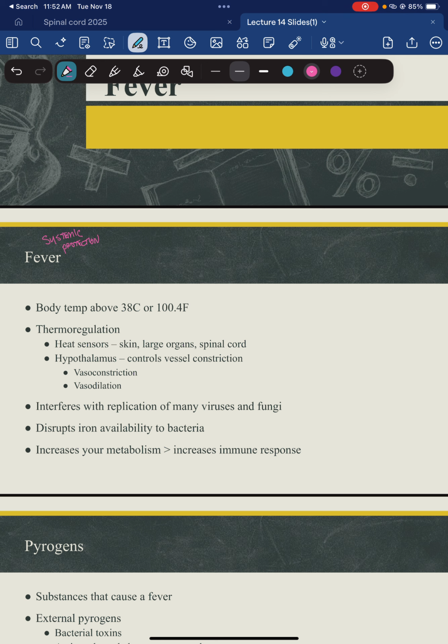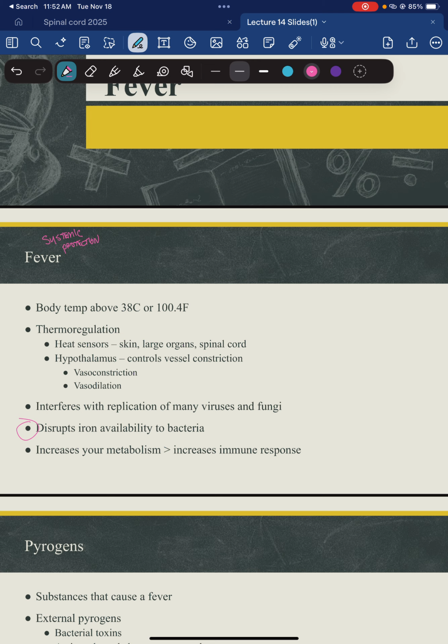What this actually does is it makes it so that the iron in your body is not as easy to be taken up by the pathogens, which almost all need iron from our body. So we disrupt iron availability, and it prevents them from being able to multiply as much. With viruses and fungi, it can actually directly inhibit the replication, but we don't have to worry about those too much.